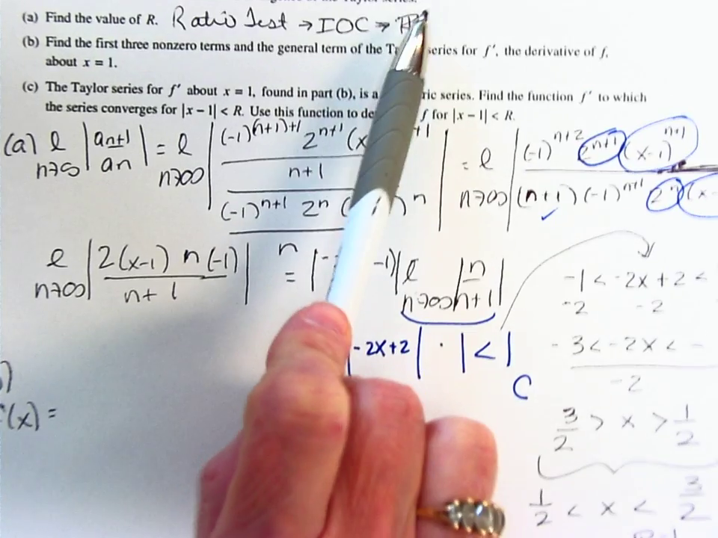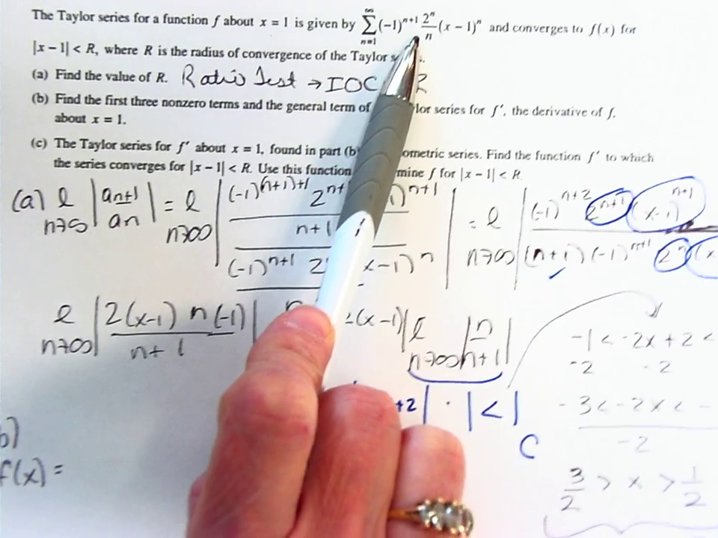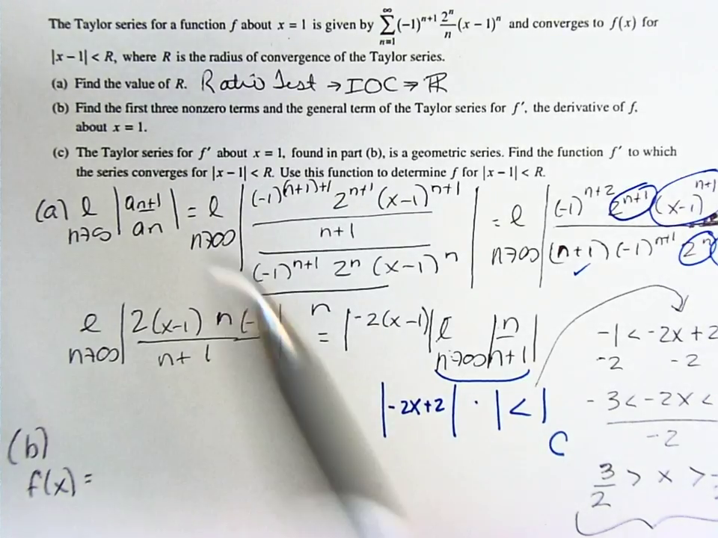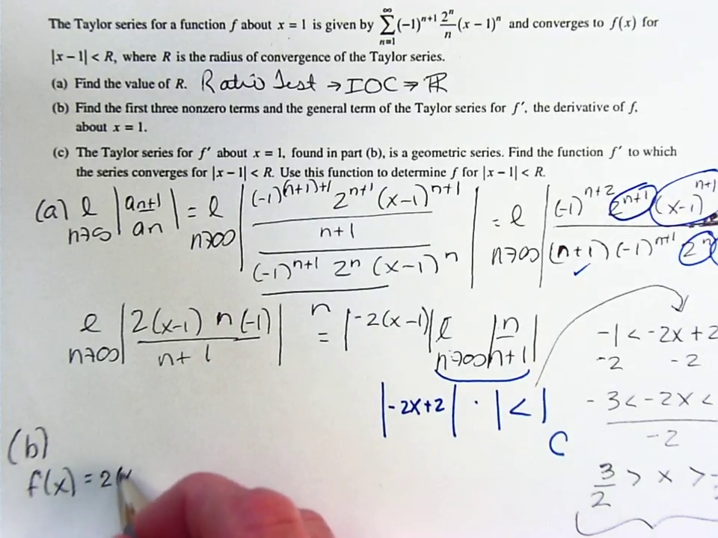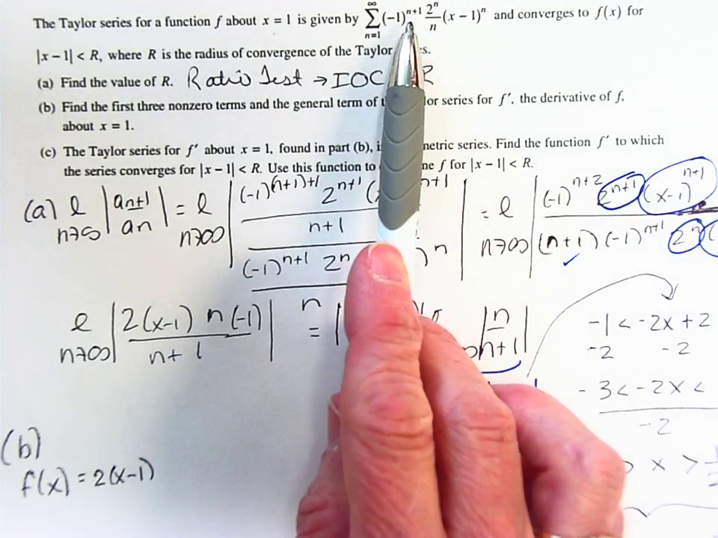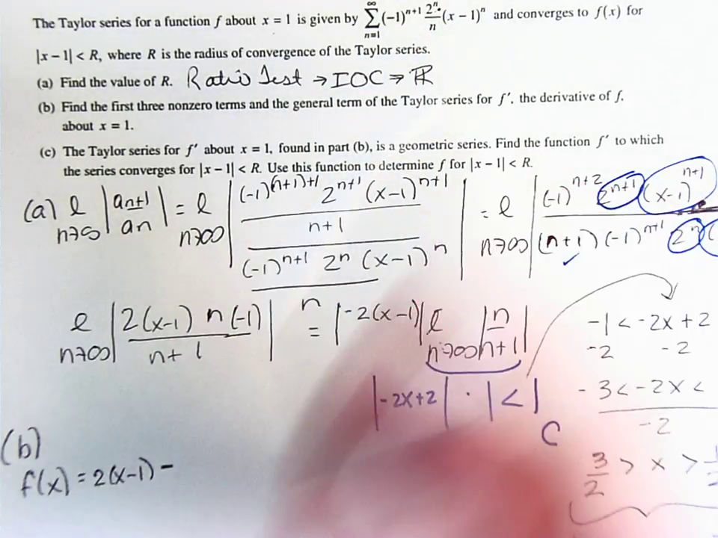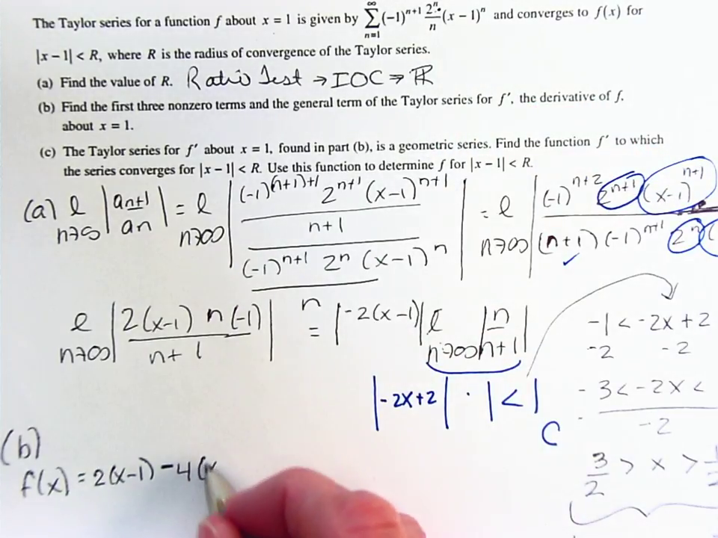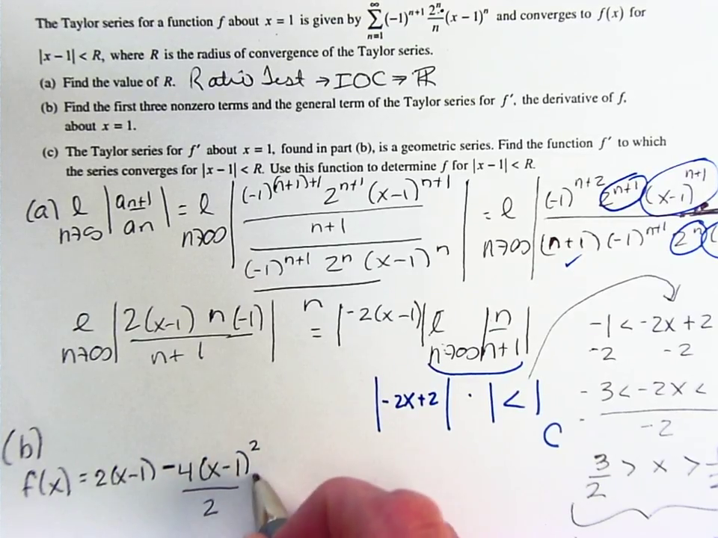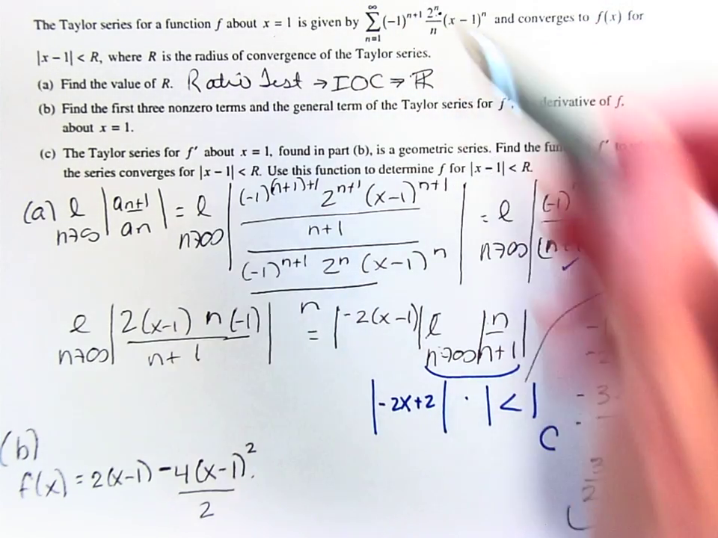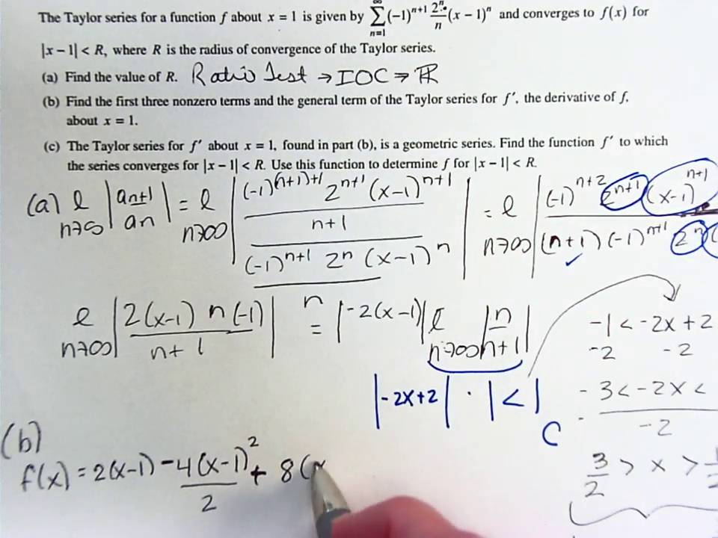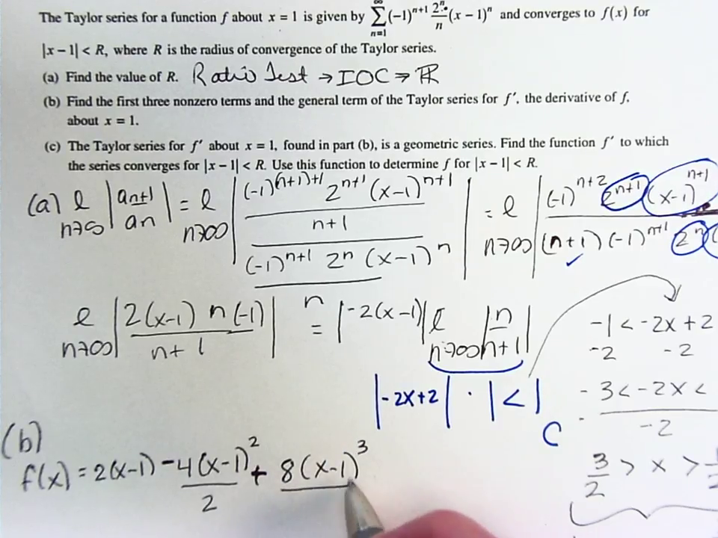So plugging in n equals 1, n equals 2, and n equals 3 into this, when n equals 1, minus 1 squared is just 1. So then I've got 2 times x minus 1 divided by 1. So that's the first term of f. And then when n equals 2, this is a negative sign. When n equals 2, that is 4. This becomes x minus 1, and that is squared, and that is over 2. And then we're going to do n equals 3. That is minus 1 to the 4th. That's a plus sign. So 2 to the 3 is 8 times x minus 1 cubed all over 3.